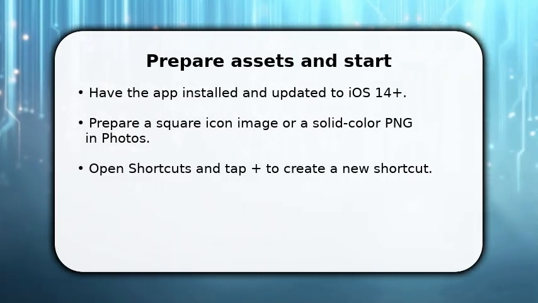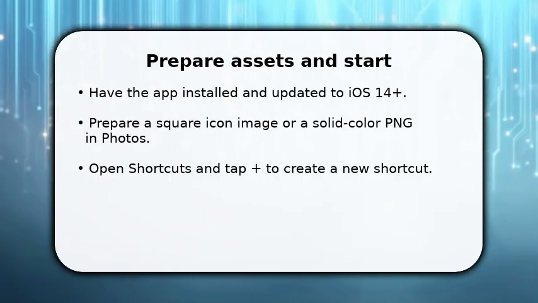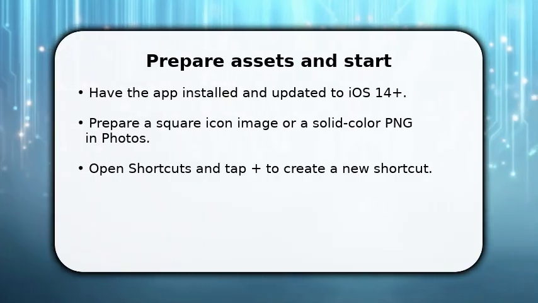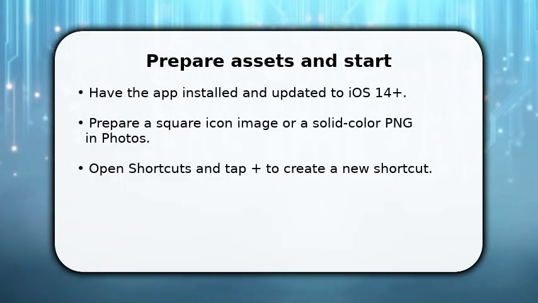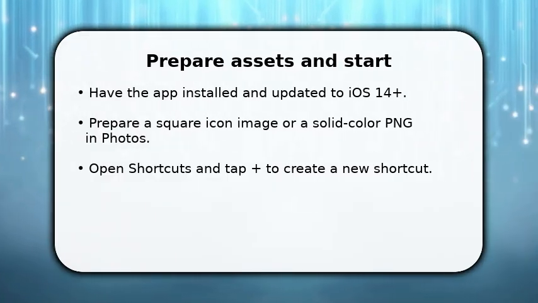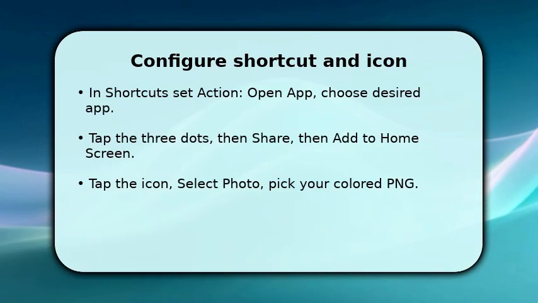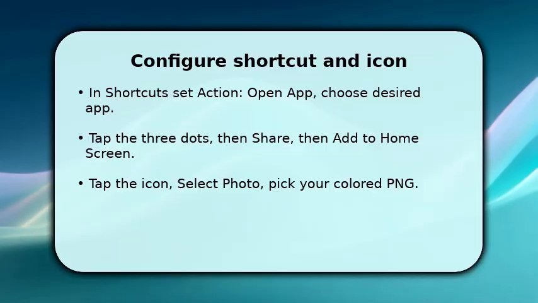You need a square image in Photos that shows the color you want. A PNG with solid background or transparency works best. This avoids extra apps and gets you straight into the Add to Home screen step. Continue by naming the shortcut and tapping the three-dot menu to access Add to Home screen.